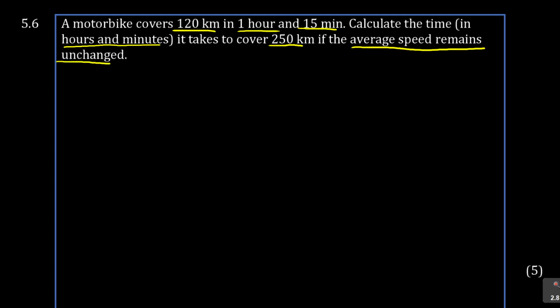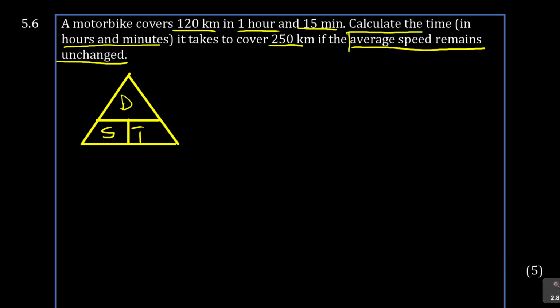And we say, the moment they say speed and everything, just bring this triangle in. It will always help you to say, okay, draw that, and then you say speed is distance over time. So now, first of all, they are telling us the average speed remains unchanged. Let's calculate it now.